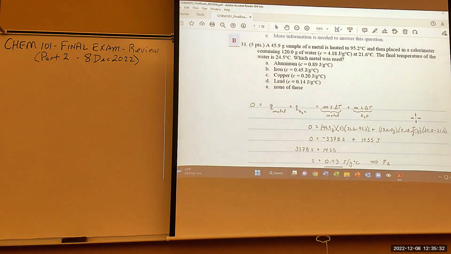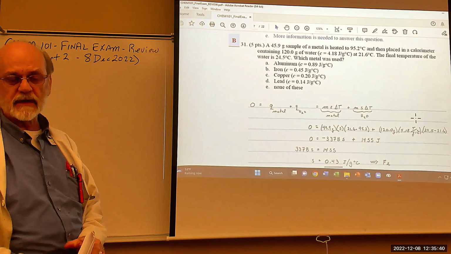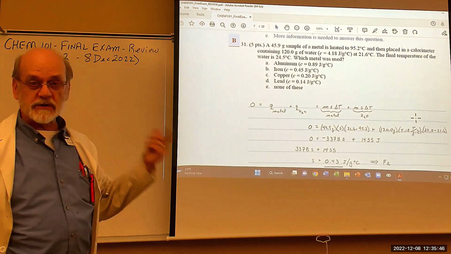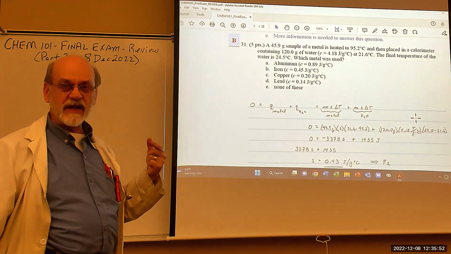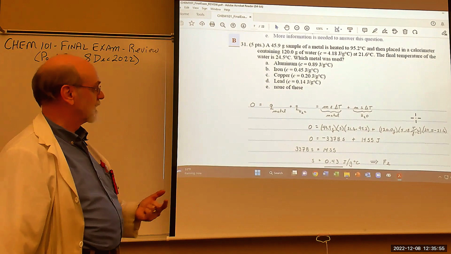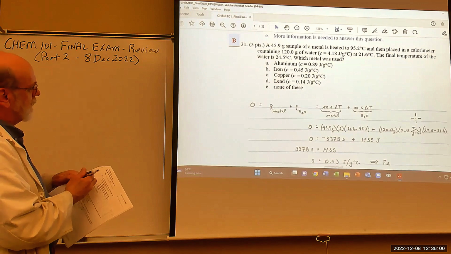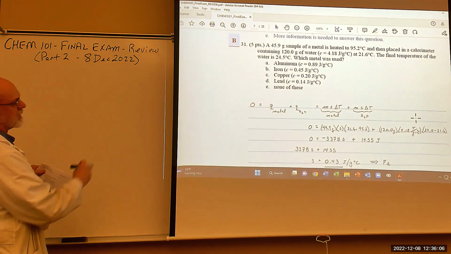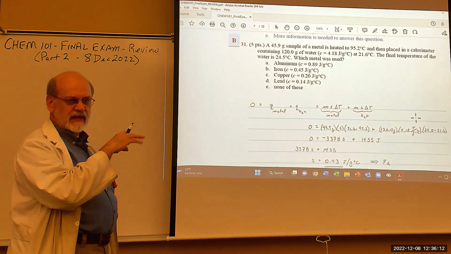So what we're looking at with 31 is a thermochemistry problem, and the answer is going to be which metal it is. Of all those in the answer list, we're going to determine which metal it is based upon their specific heat. So we have to determine the specific heat. All right, so the problem says a 45.9 gram sample of metal. Sometimes it helps, actually all the time it helps, when you have a problem like this, it's got a lot of information in it.